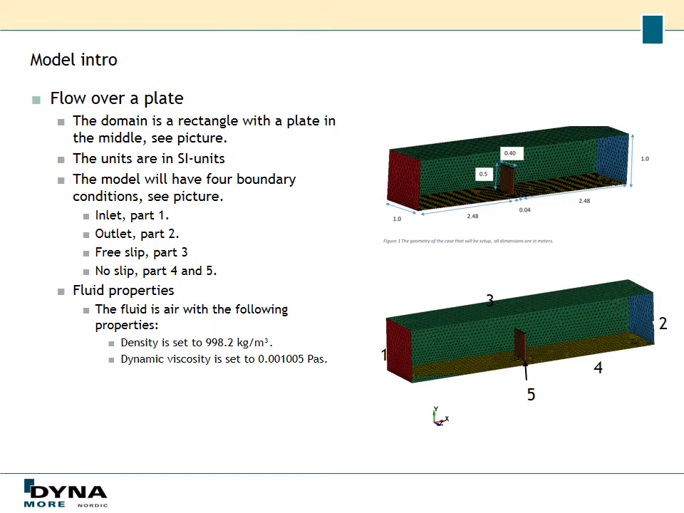The CFD model that we're going to set up today is flow over a plate. You have one inlet here and an outlet here, and then the plate in the middle, and all the units are in SI units, so the measurements here are in meters. The inlet is part 1 and the outlet part 2, and for the domain boundaries we're going to use a free slip condition, and for the ground and the plate a non-slip condition.